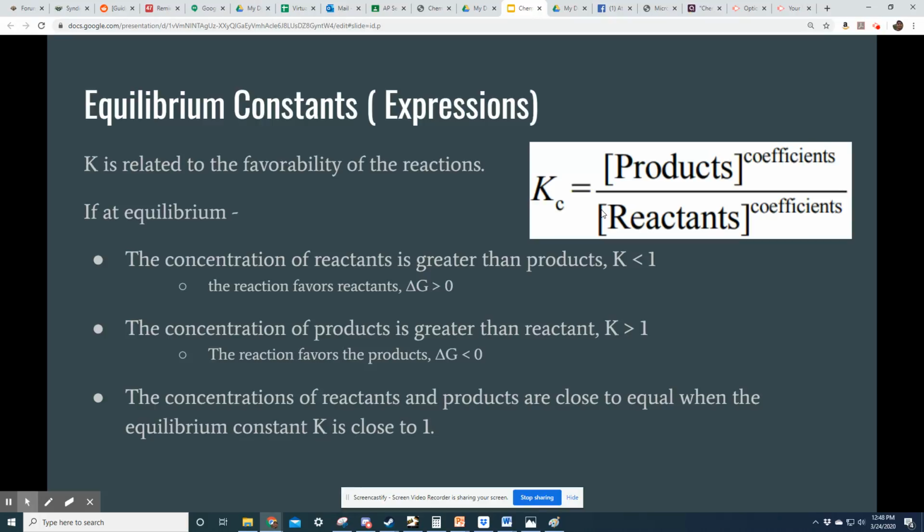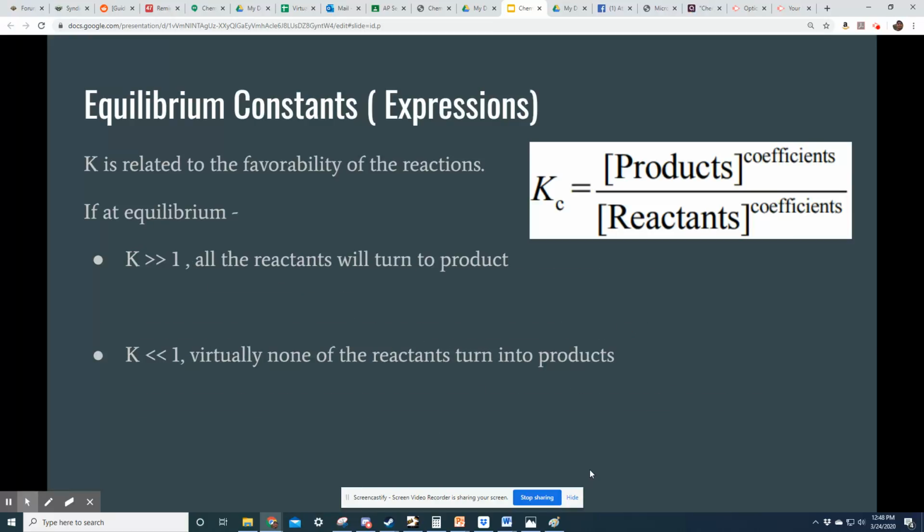If the concentration of the products is greater than the reactants, then we'll get a value of K that is greater than 1. And this means the reaction does favor the products, and it is going to go more forward than it does in reverse. And so for this, we say that delta G would be less than 0. The concentration of reactants and products being close to each other tells me that the value of K is pretty close to 1. And it would be kind of hard to guess which way delta G is, other than saying that we know it's above or less than 1.